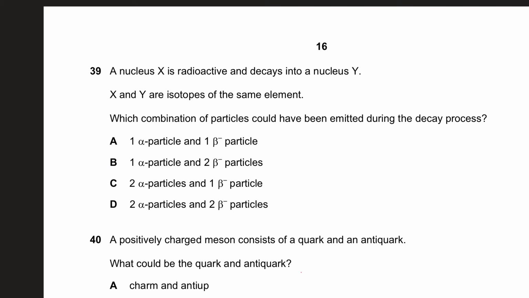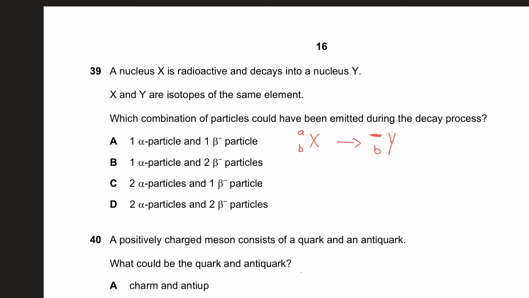Question 39 says, a nucleus X is radioactive and decays into a nucleus Y. X and Y are isotopes of the same element. Which combination of particles could have been emitted during the decay process? So if X, let's say with A on top and B at the bottom, decays into Y, the number at the top for Y, which is the nucleon number, the sum of the number of protons and neutrons, would be different, but the number at the bottom needs to be B.